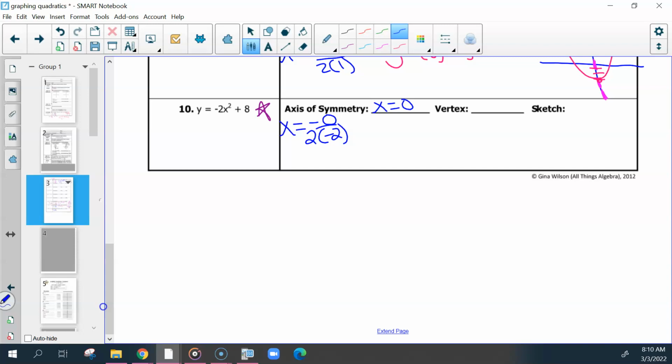What would our y value be if we put 0 into this equation? 8. So our vertex would then be 0, 8. Draw in your rough sketch. Would this face up or down? Down.